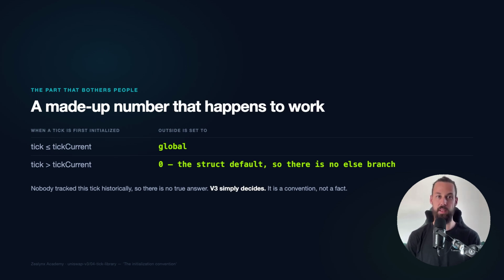Now, there's a part of this that bothers people the first time, and they're right to be bothered. When a tick is initialized for the very first time, what should its outside value be? Nobody was tracking it before now.